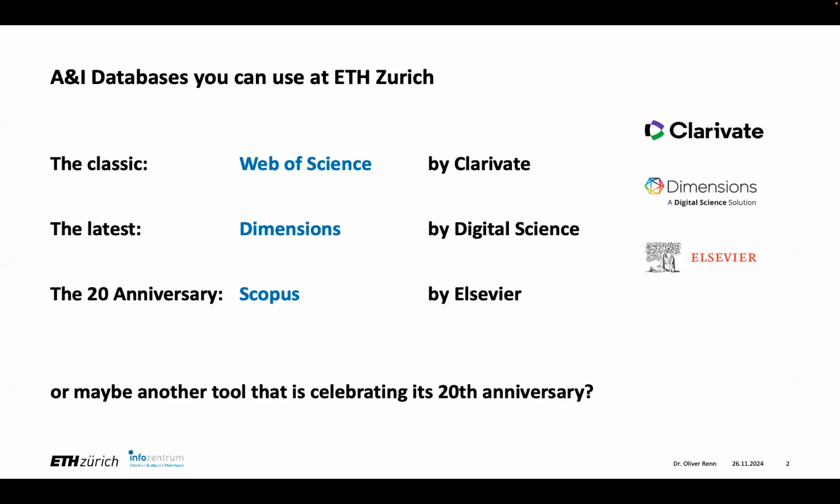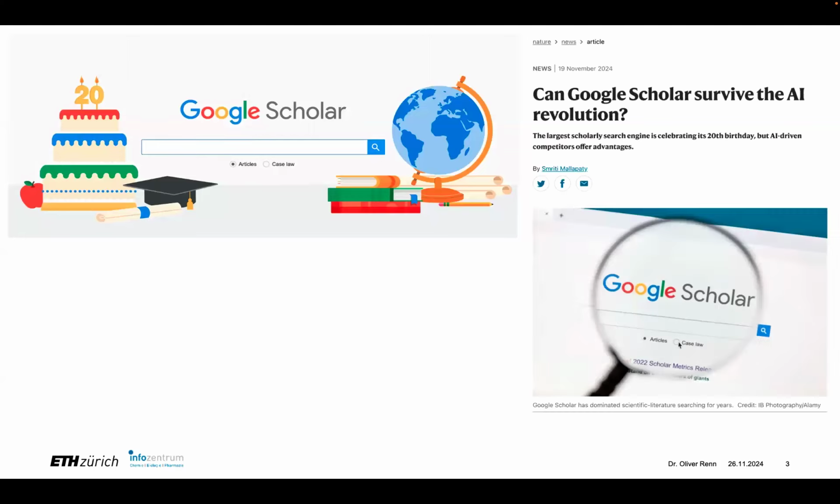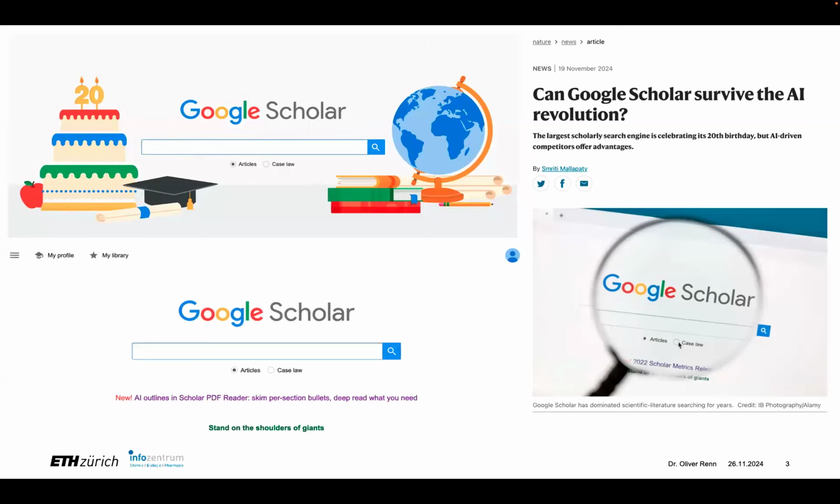And are you aware that also in November there is another important research tool that is celebrating its 20th anniversary? Any ideas? This is Google Scholar that was also introduced in November 2004. And lately there was an article in Nature asking whether Google Scholar can survive the AI revolution. And just a week later, Google Scholar added some AI features.